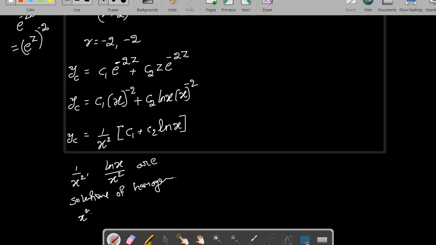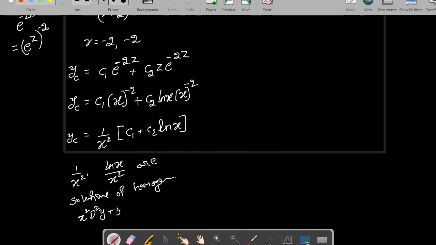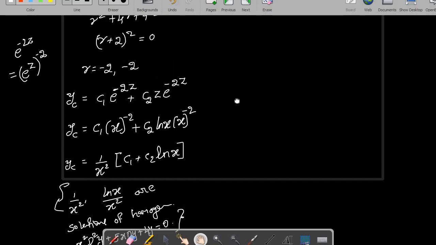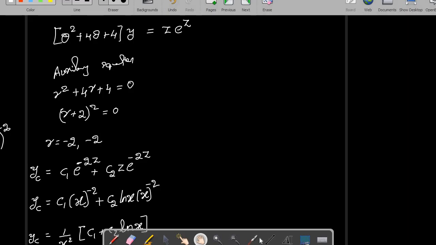That homogeneous equation is x² d²y plus 5xy′, or 5x dy, plus 4y equals 0. So these two are solutions of this homogeneous equation. Next, we are done with the complementary function. Now we need to find the particular integral. Alright, so let me go for finding the particular integral.